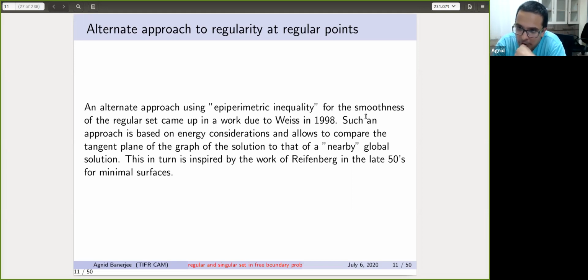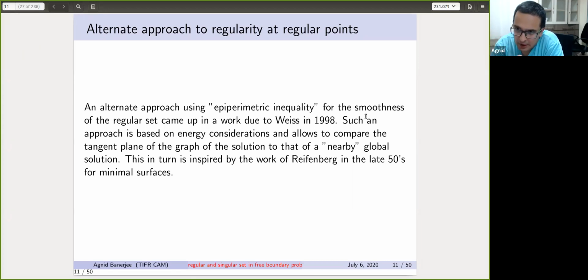And now, if you combine it with another quantity, the so-called Weiss-type monotonicity, which tells you that a certain quantity called the Weiss energy, which also appears in the epiperimetric inequality, is bounded, and combine it with this geometric decay, what you are able to show is that this Weiss energy decays at a Hölder rate, and the Hölder exponent is dictated by the geometric decay.